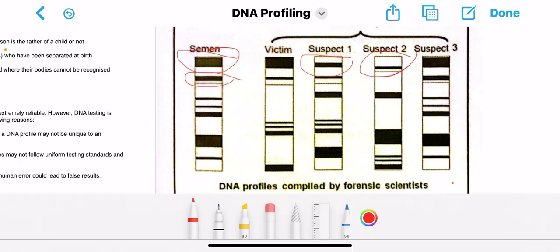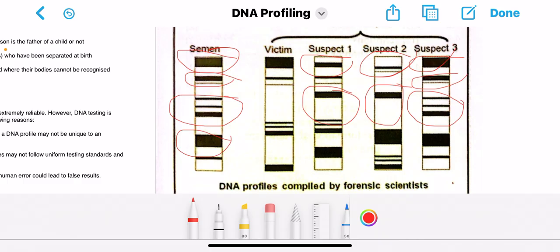Even the second suspect also. But the third suspect has what? The big bar and this second one. This one matches. Also, the semen has these 3 bars here. This one doesn't have it. Suspect number 2 doesn't have it, but suspect number 3 does. We check the semen again.